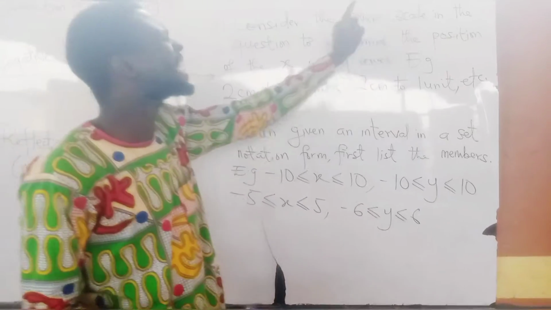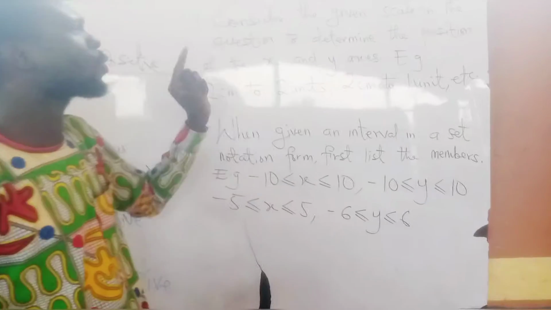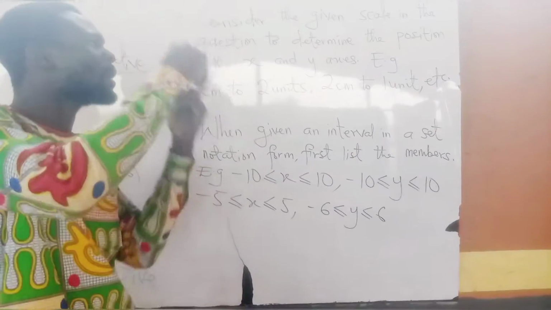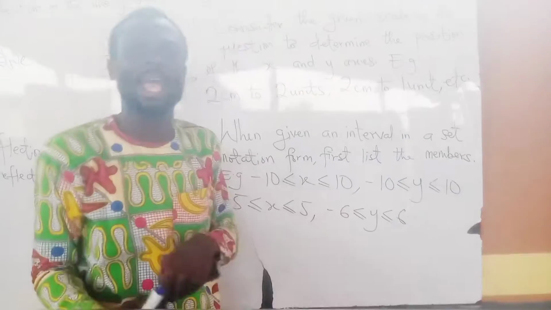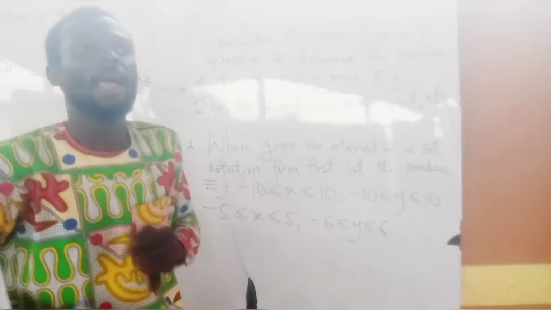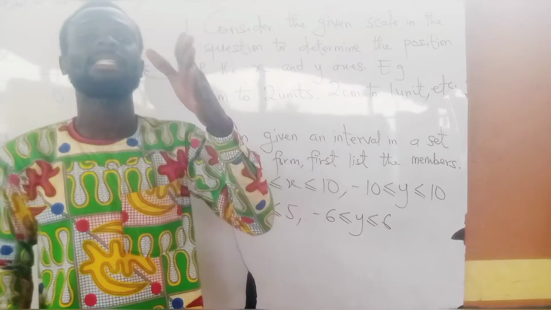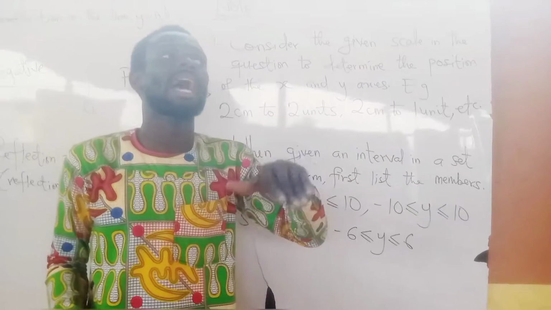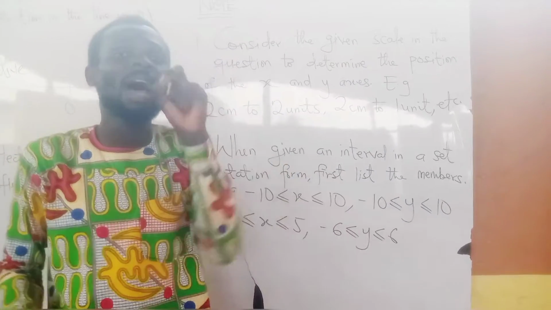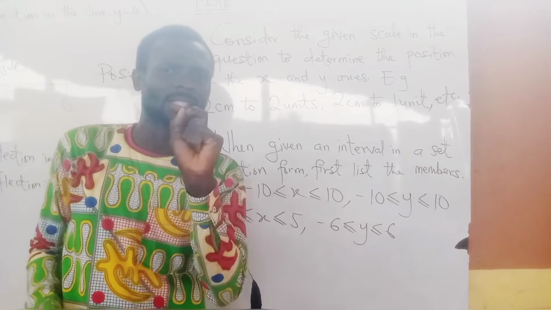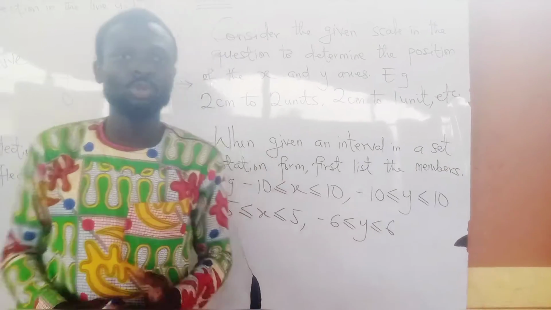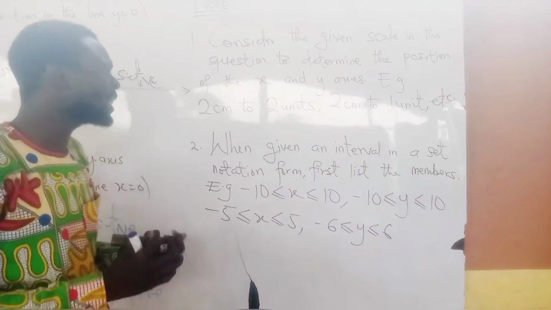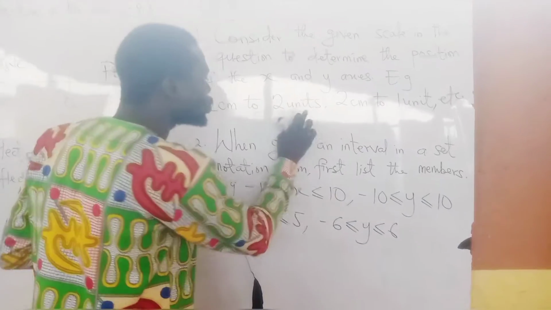So consider the given scale in the question to determine the position of the x and the y axis we are going to draw, because all the vertical lines are the y-axis, all horizontal lines are the x-axis. So we have to know the scale that they've given us so that we can do the graph. Now look at this. 2 centimeters to 2 units.